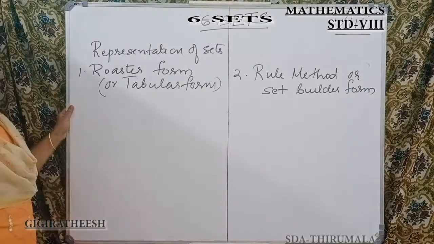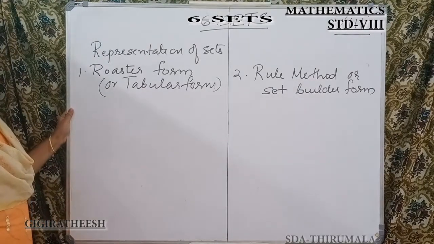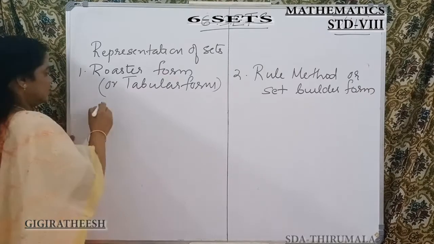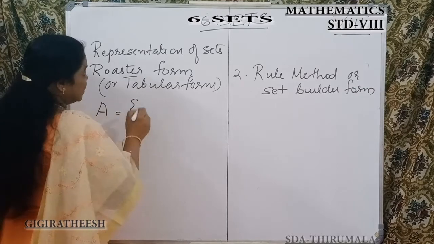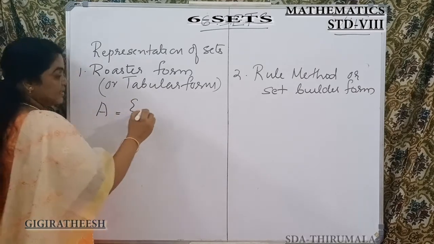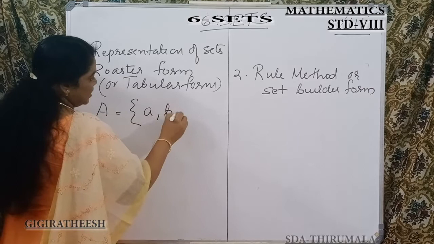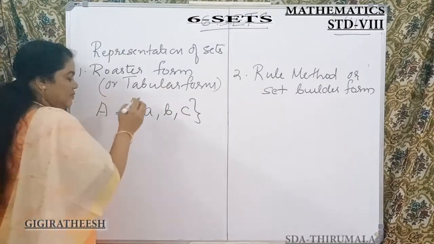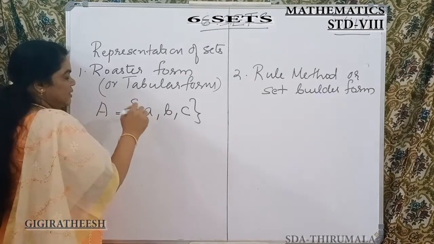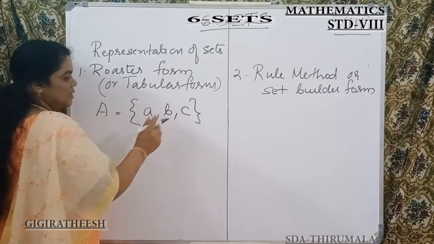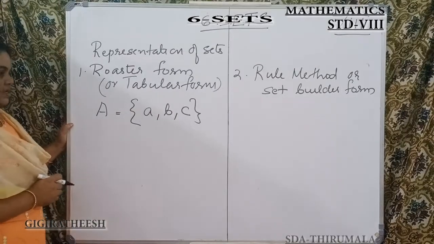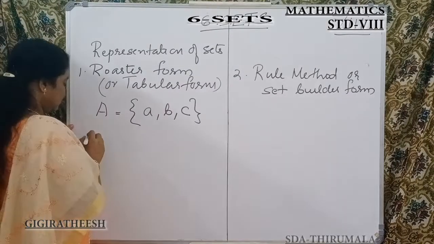In this method, roster form or tabular form, we can represent a set inside curly brackets, that is, opening with a curly bracket, writing A, B, C, and closing with a curly bracket, and we write the elements of a set by using commas.